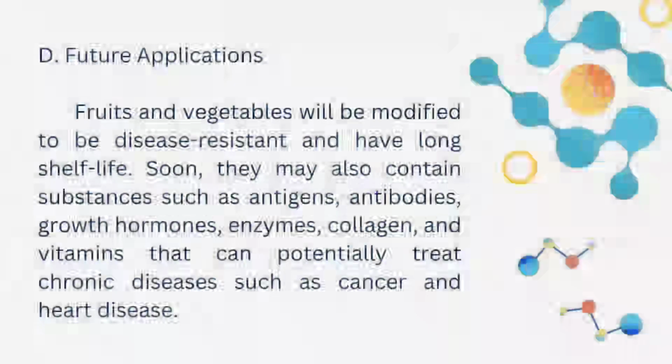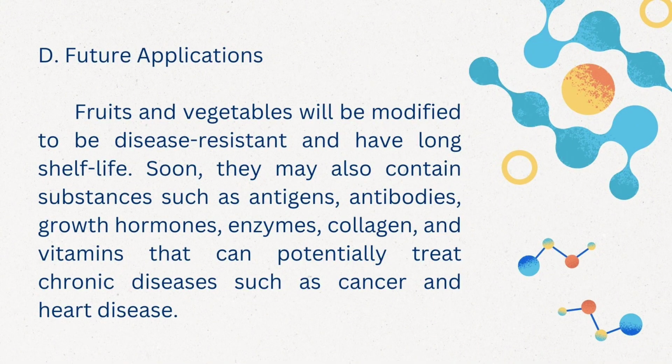Lastly, future applications. Fruits and vegetables will be modified to be disease resistant and have long shelf life. Soon, they may also contain substances such as antigens or markers that tell your body that something is foreign. Your immune cells make antibodies to recognize and destroy harmful antigens. Antibodies are a protein component of the immune system that circulates in the blood, recognizes foreign substances like bacteria and viruses and neutralizes them.